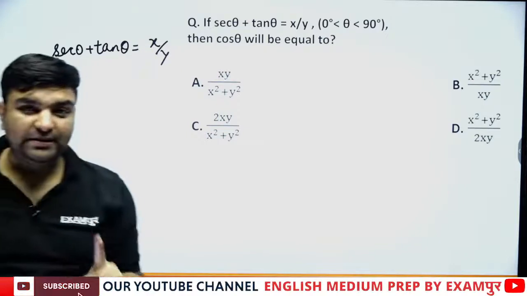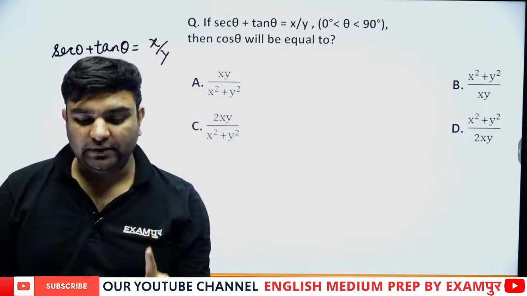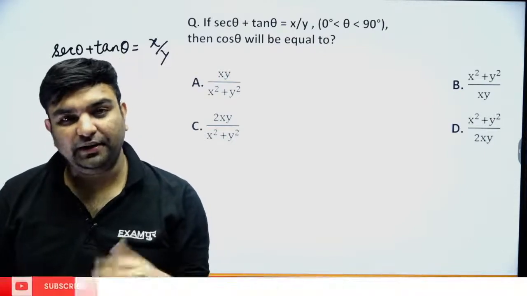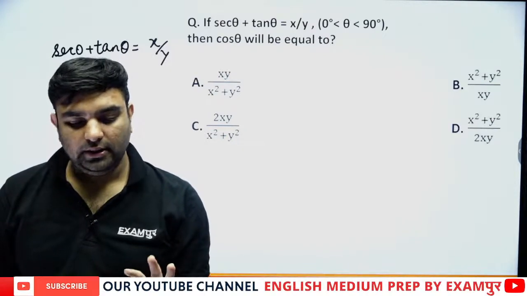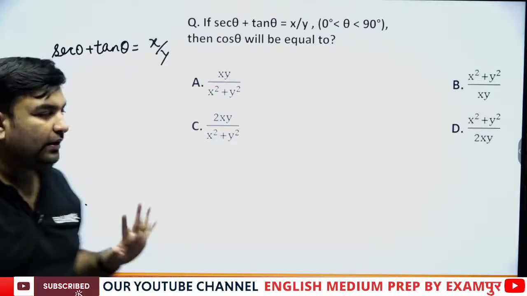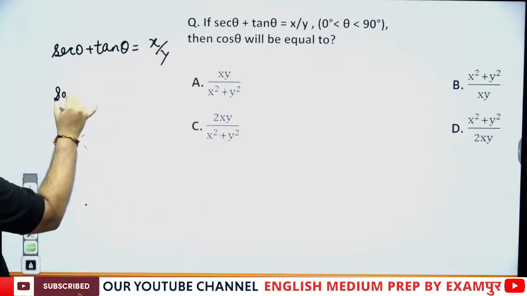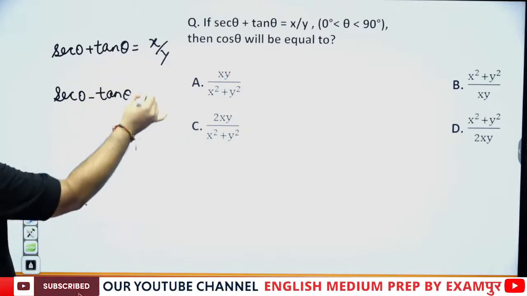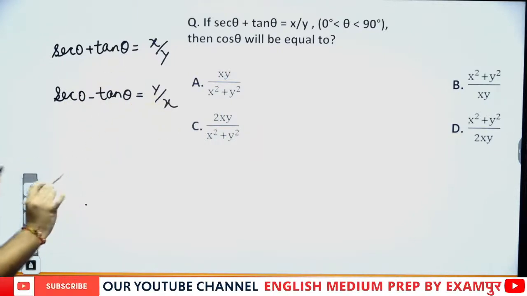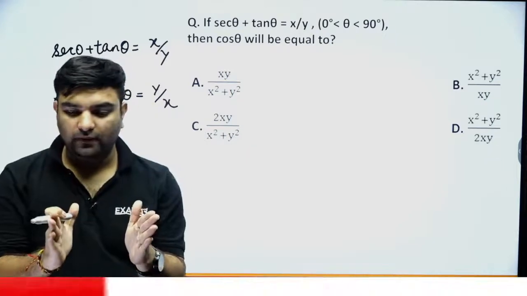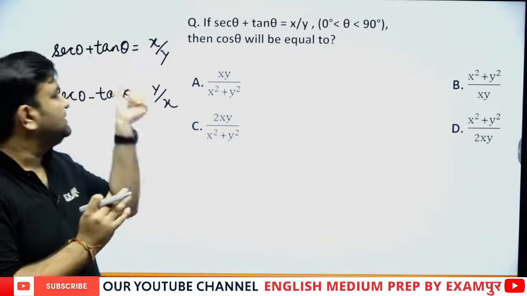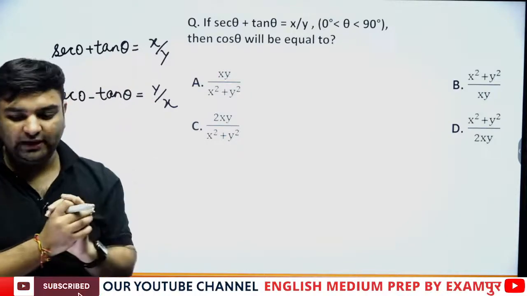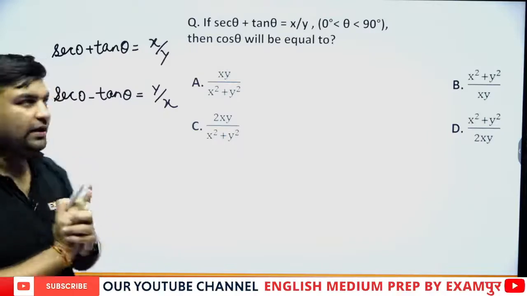If sec theta plus tan theta is known, sec theta minus tan theta can be written down directly. And what is it? It is the inverse of sec theta plus tan theta, that is y upon x. Sec theta plus tan theta was given, and we write down sec theta minus tan theta as the inverse of that value.